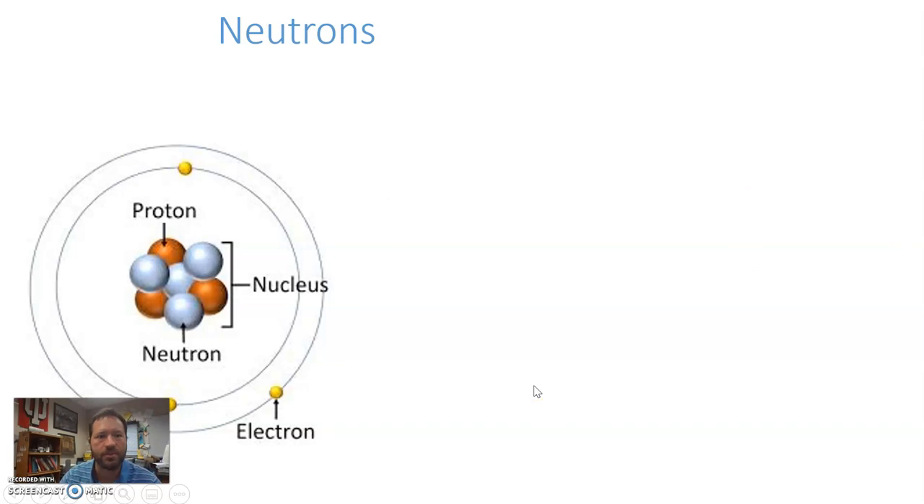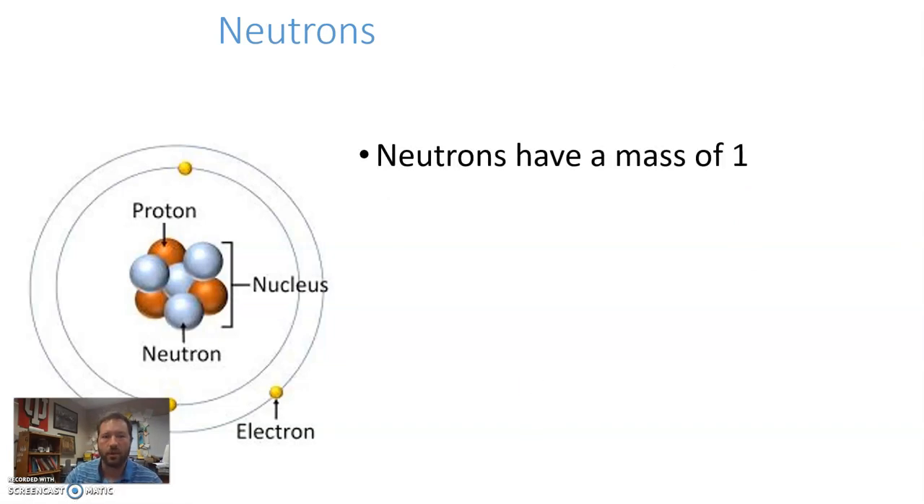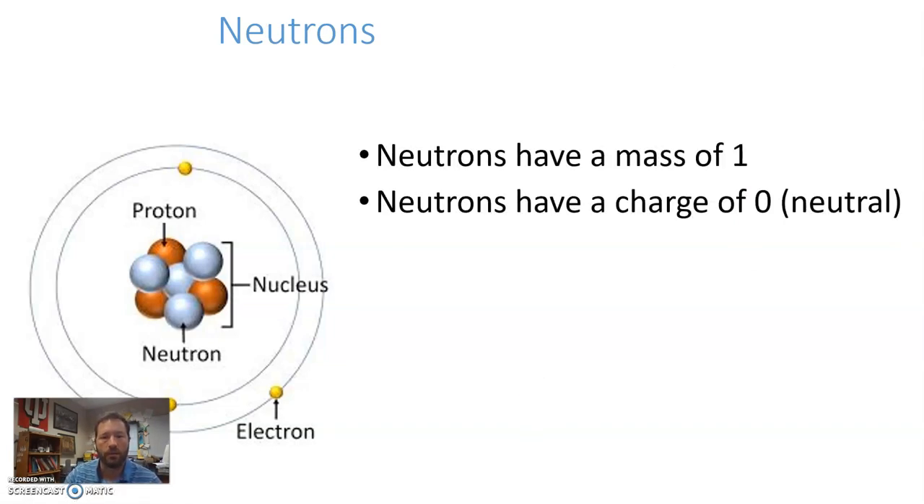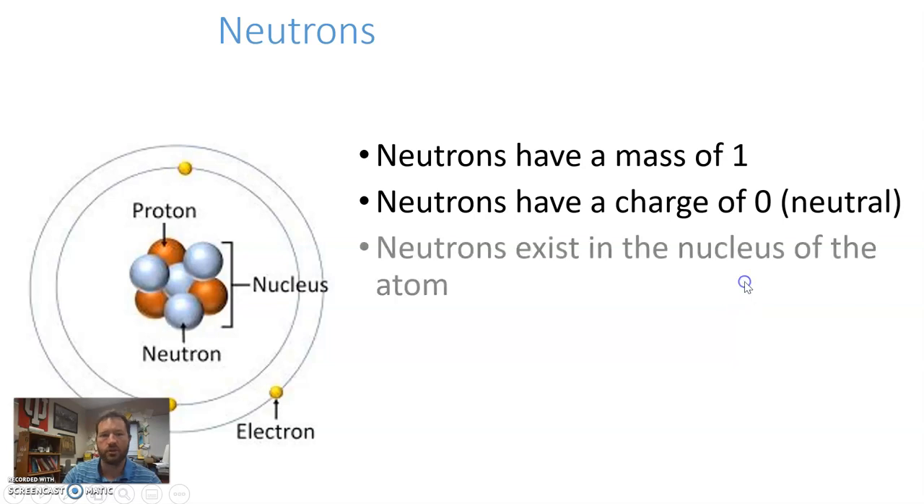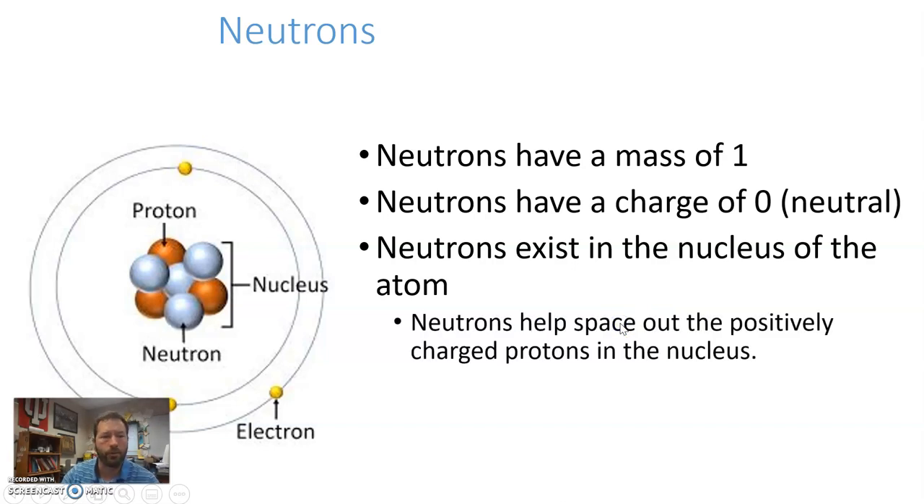All right, our next subatomic particle are neutrons. Neutrons have a mass of 1, a charge of 0. That's why they're called neutrons, because they are neutral, or 0 net charge. And they exist in the nucleus of an atom, the center part. They're in there with the protons.